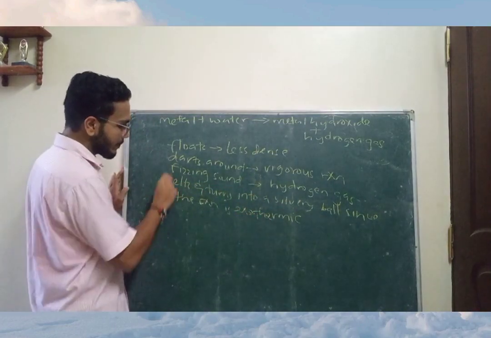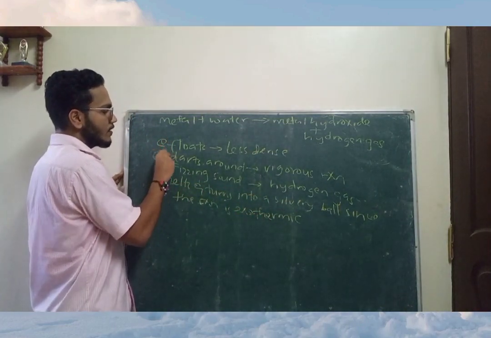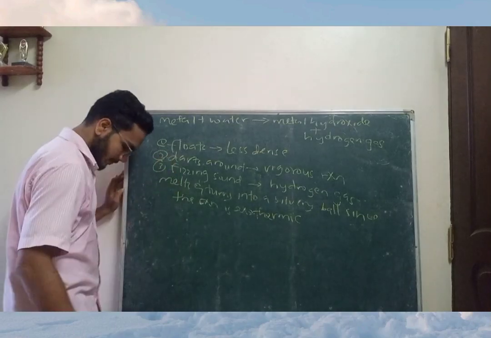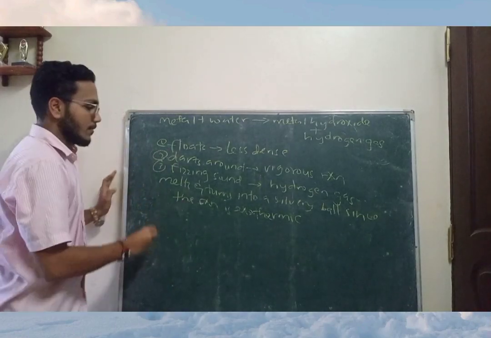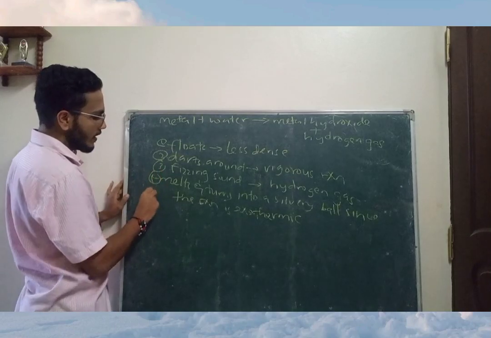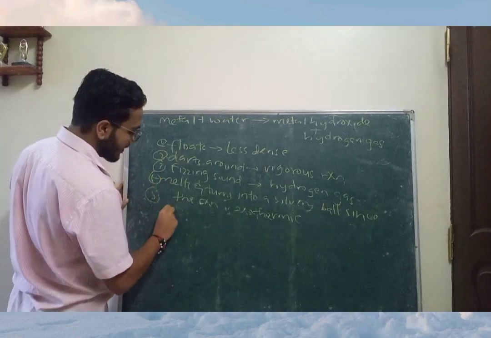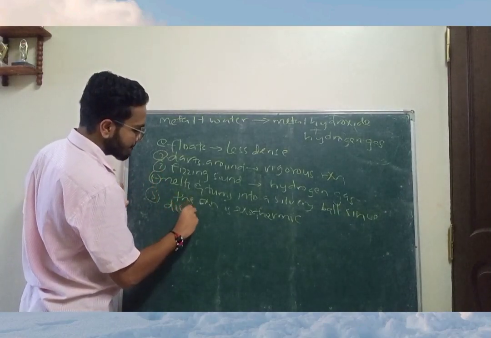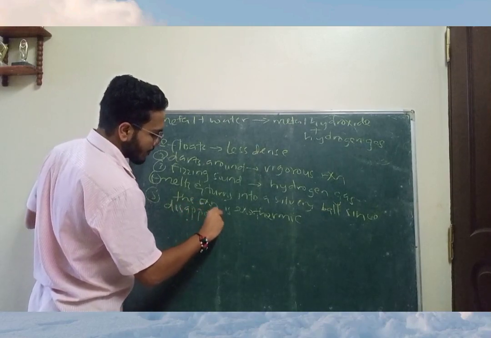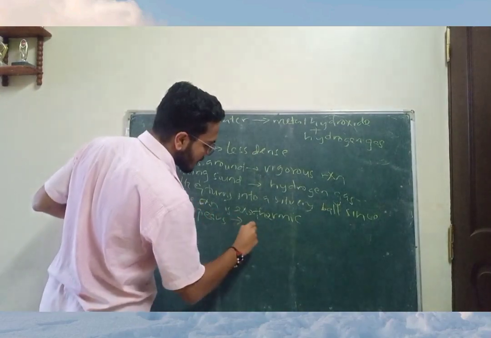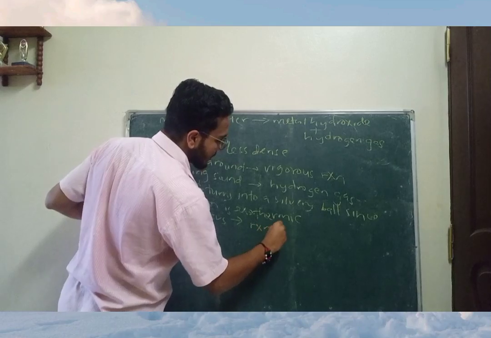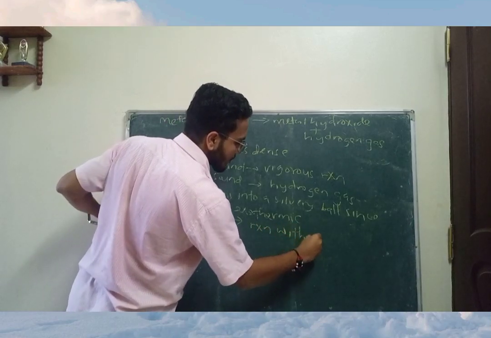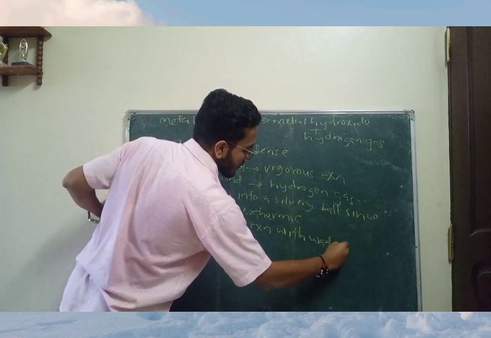It finally disappears. So this is 1, darts around is 2, fizzing sound is 3, melts and turns into a silvery ball is 4, and it finally disappears due to its reaction with water.